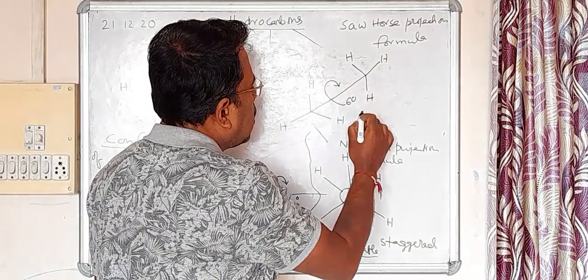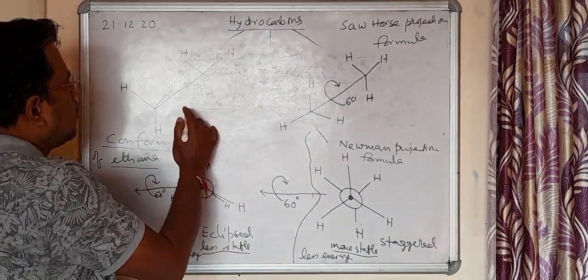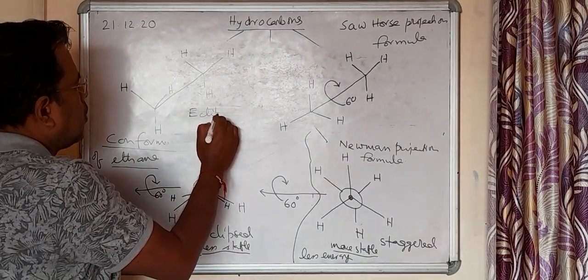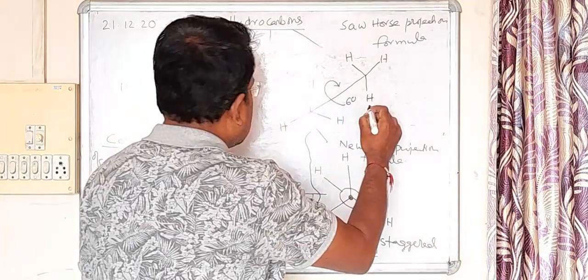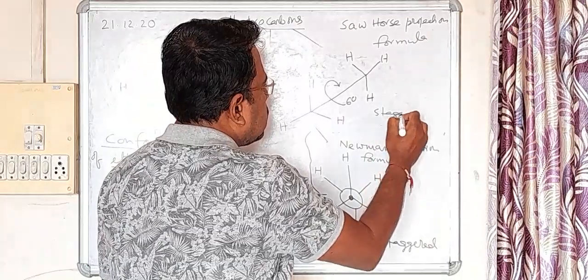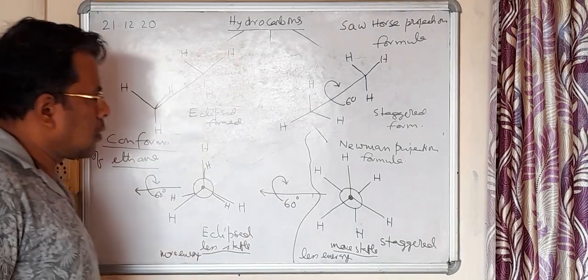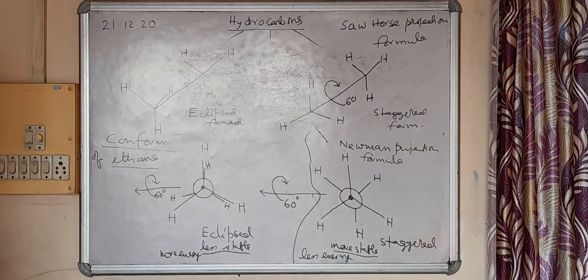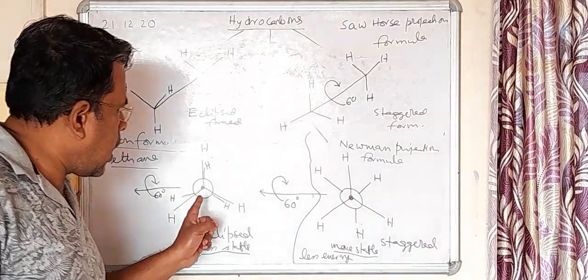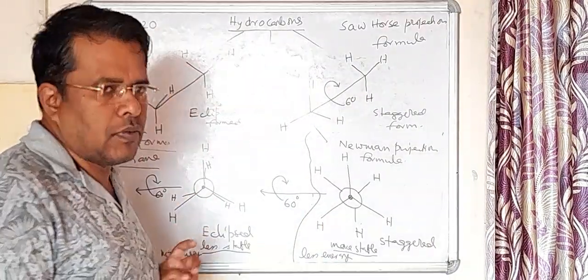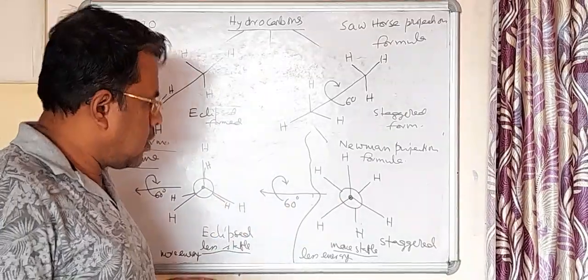This is the eclipse form, and this is the staggered form. But one very important thing to note is that the difference in energy between these two forms is very small.